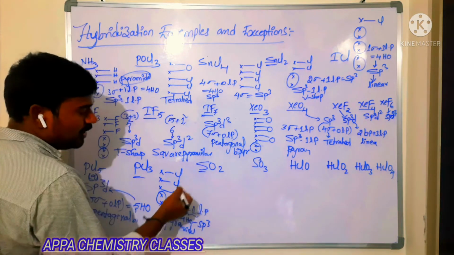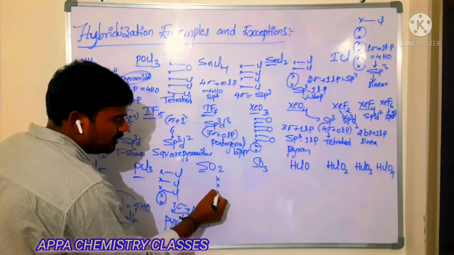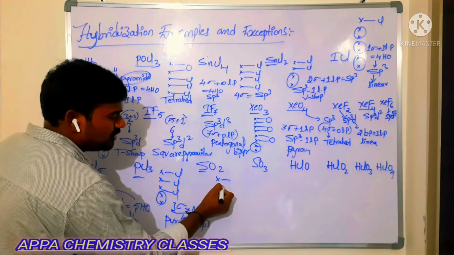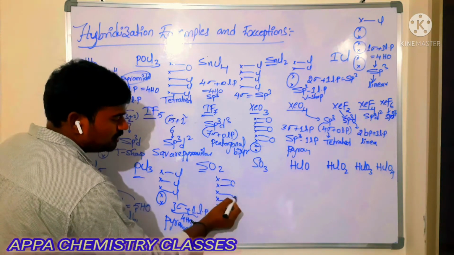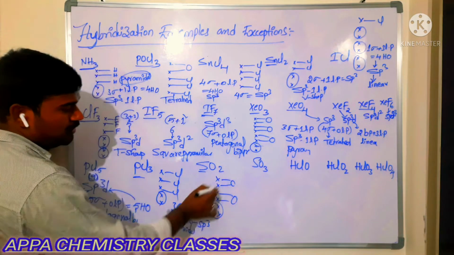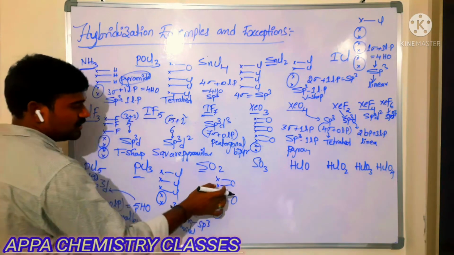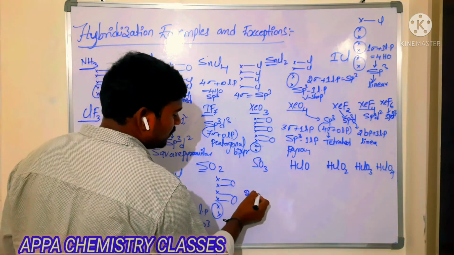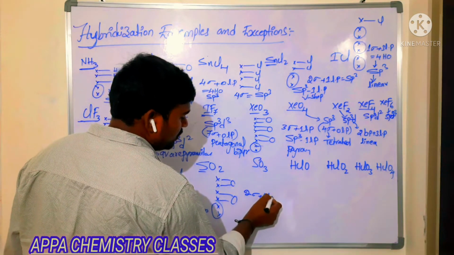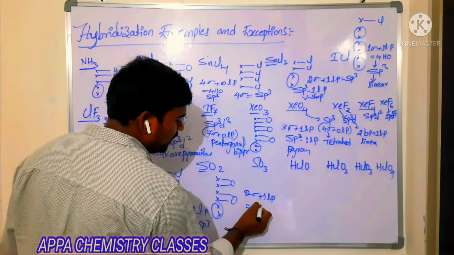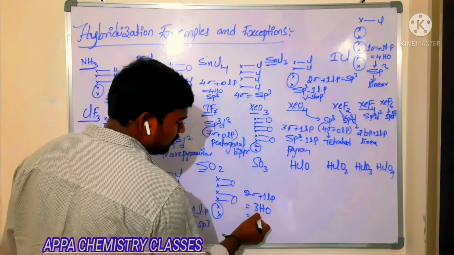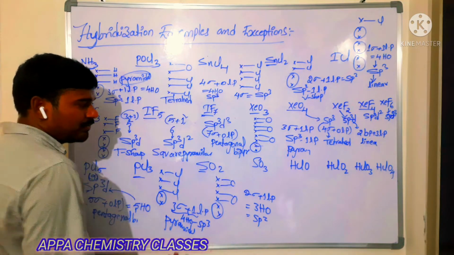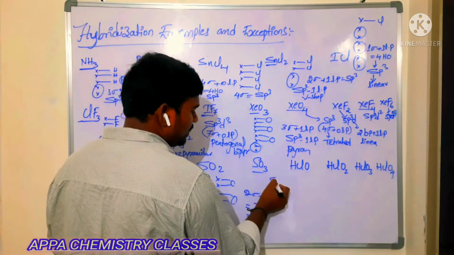Very important, SO2. I told you sulfur belongs to the 6th group, the oxygen family. Each oxygen takes 2 electrons for bond formation, 1 lone pair. In the 2 oxygens, in a double bond 1 will be sigma, here also 1 sigma, so 2 sigma plus 1 lone pair. Total hybrid orbitals are 3, that is nothing but sp2 hybridization with 1 lone pair. So angular shape. Now SO3.